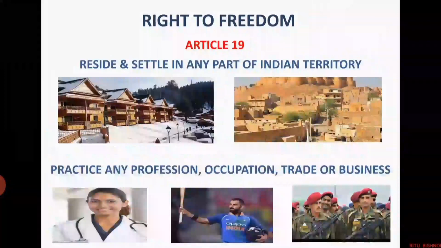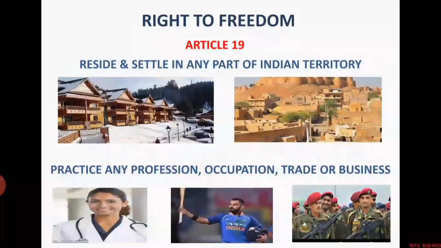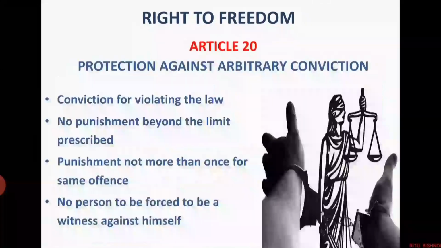The freedoms provided under Article 19 are not absolute. State can impose reasonable restrictions in the interest of public order and for maintaining the sovereignty and integrity of India. These freedoms remain suspended during national emergency, meaning government takes away these rights for time being. Article 20 provides protection against arbitrary and excessive punishment.